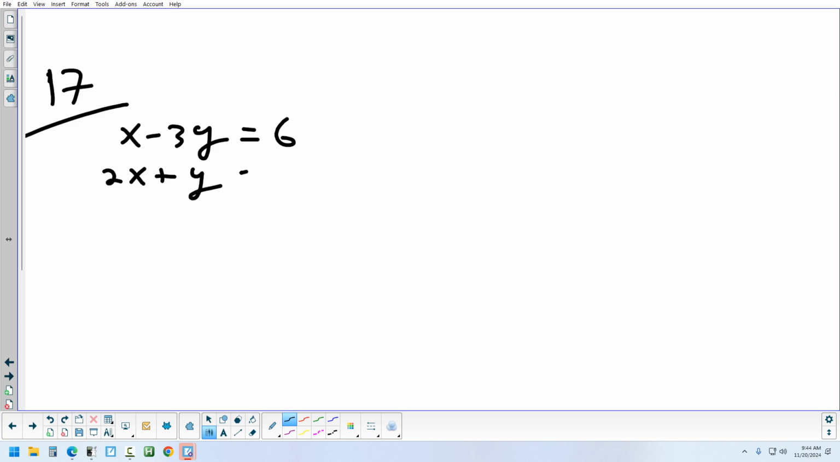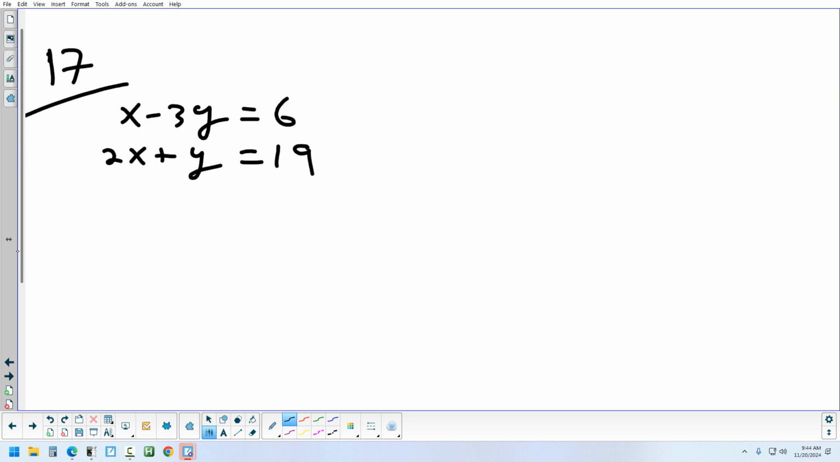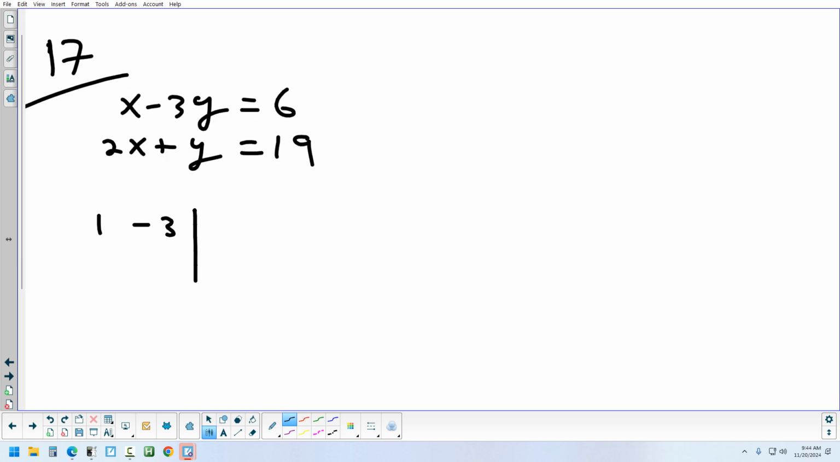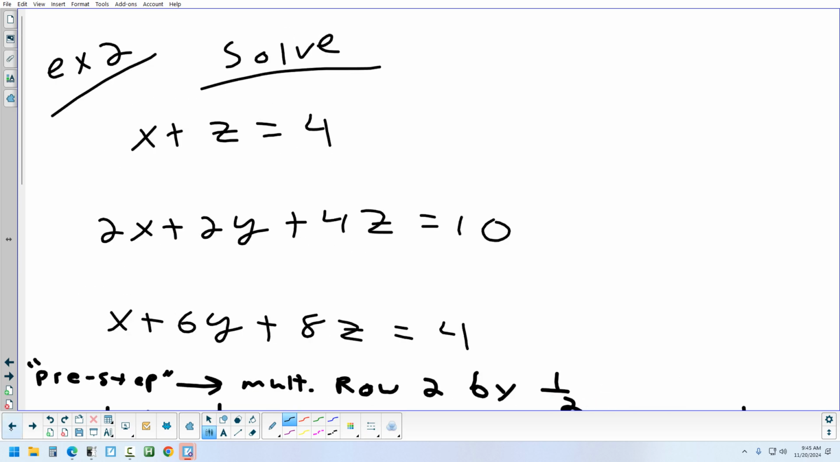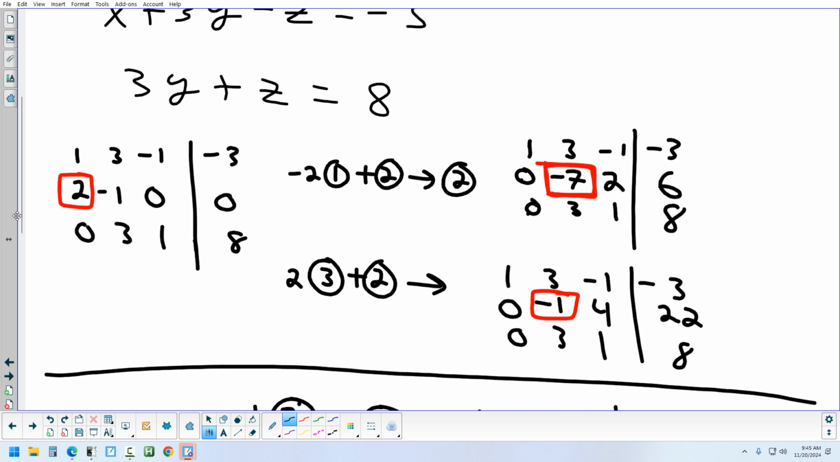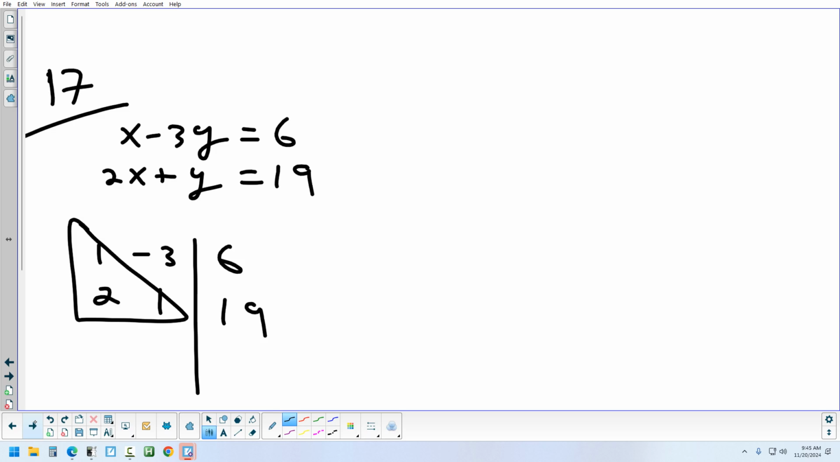All right. To write that as a matrix, what would be my first row? 1, minus 3, equals 6. And my second row? 2, 1, 19. So now, the only things that you're concerned about are those three numbers. When we do the other kind of problem, with 3 rows and 3 columns, you're concerned with all of these. That's 6 things you need to fix. Here it's half that. It's only 3 things.